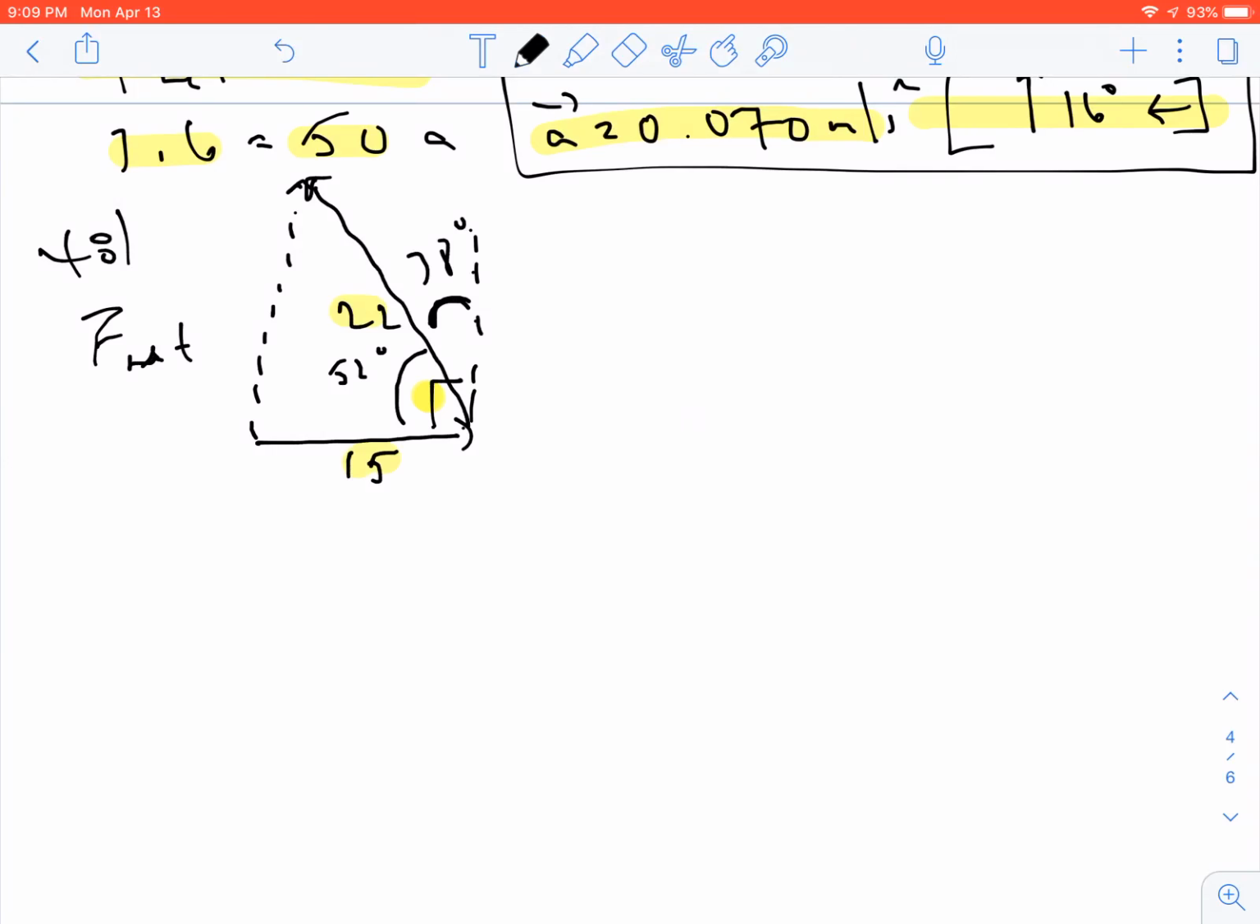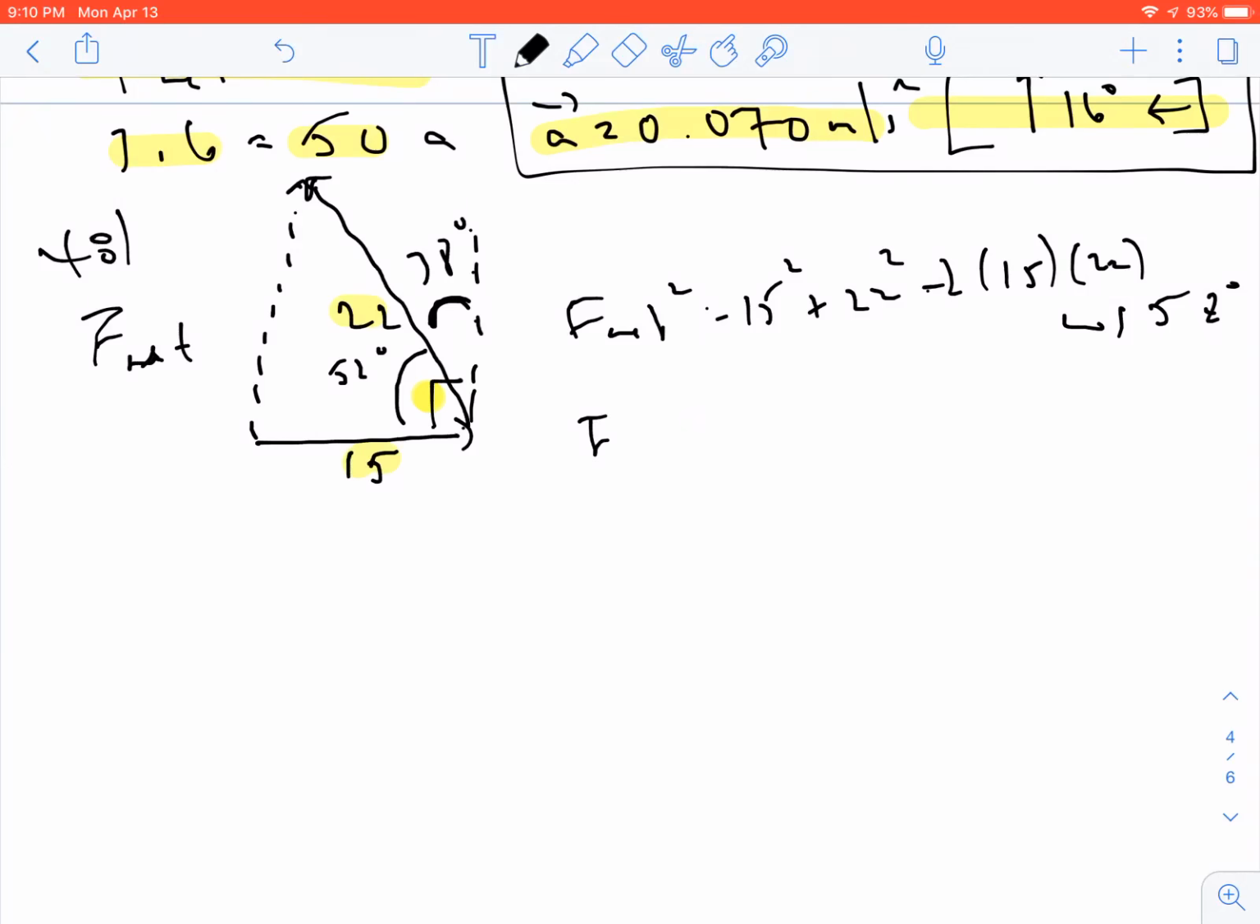Right? So now I can use my cosine law to say F net squared is equal to the two sides squared minus twice the product of the sides times the cosine of my 52 degree angle, and I'm getting an F net of 17.4 newtons.